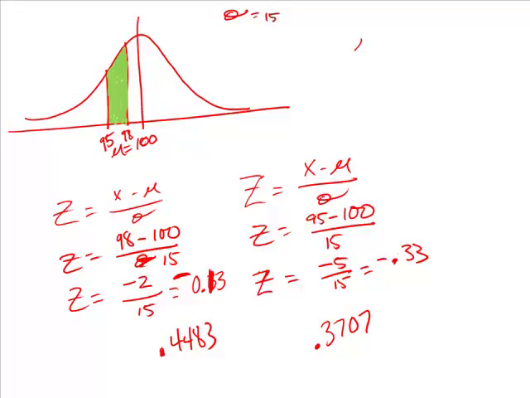What from what? Smaller one from the bigger one. You sure? Okay. So I'm going to take that number, subtract that number. Okay. What's the answer? 0.0776. So, what's that mean? 7.76% is between 95 and 98. Exactly. Okay.